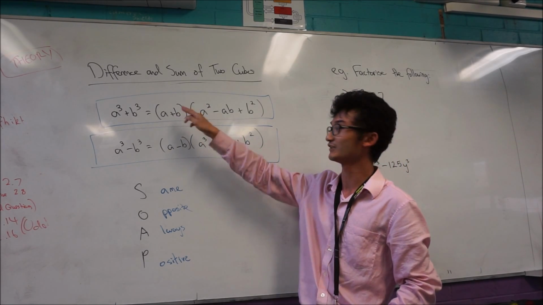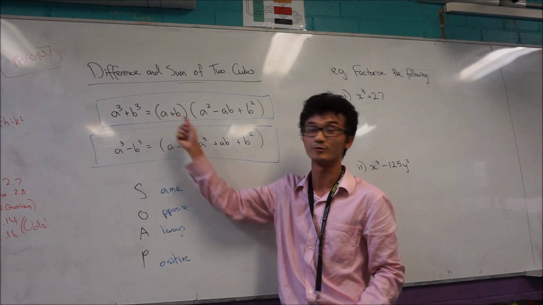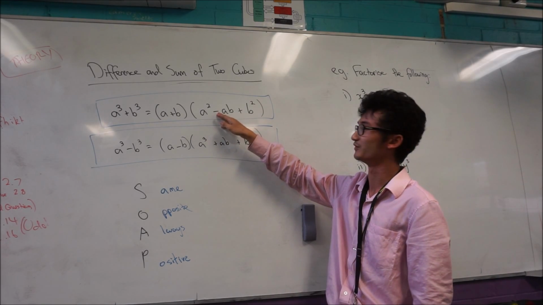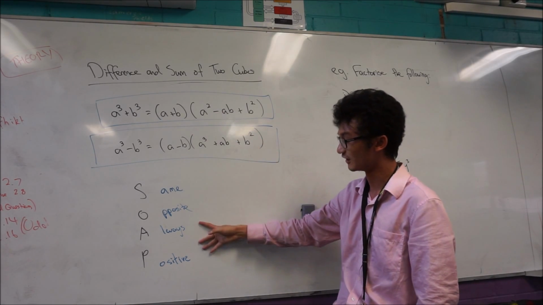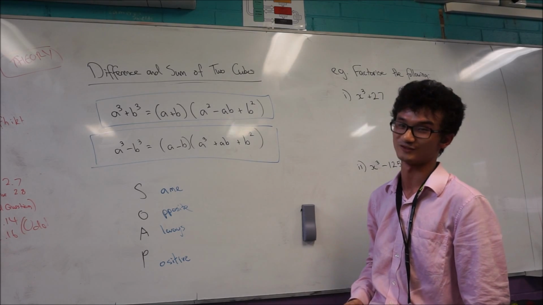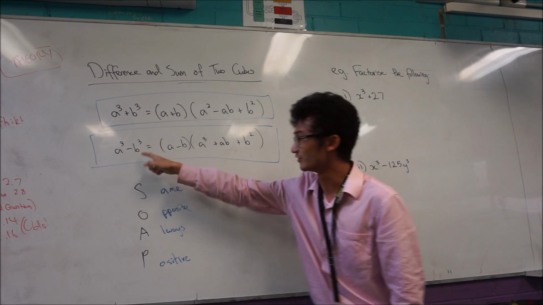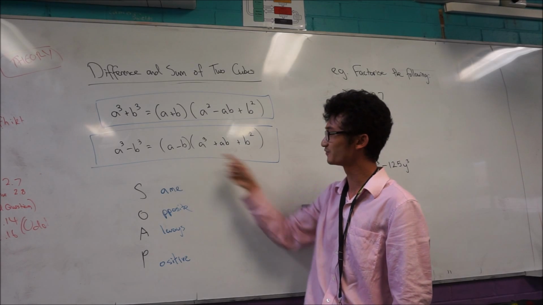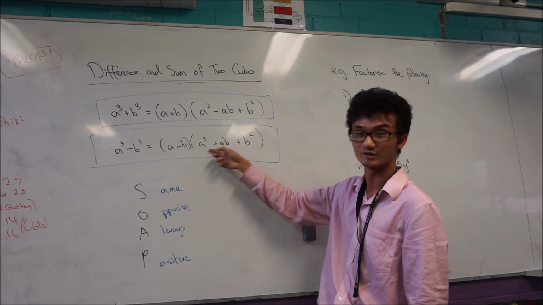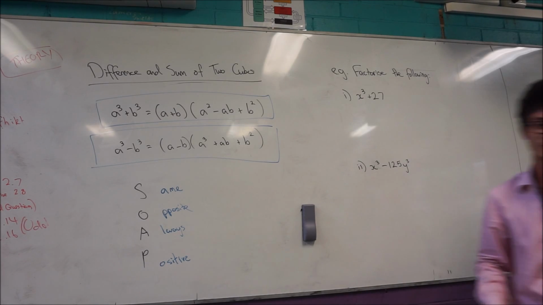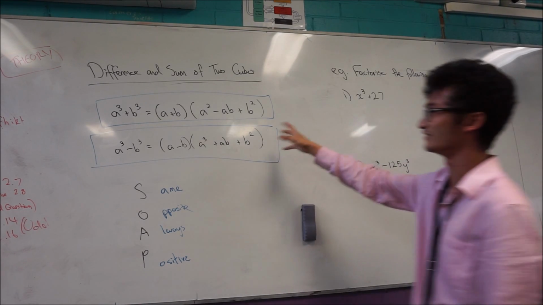Okay? And it's talking about, if I have a sum of two cubes, a cubed plus b cubed, the first sign is always the same. These are both sums. The next one is always the opposite. Okay, now I've got a minus. The last one is always positive. Okay? Let's look at the difference of two cubes, right? So the first sign is the same. The next one is opposite, so plus now. And the last one is always positive, okay? So if you remember SOAP, you remember how to do these.